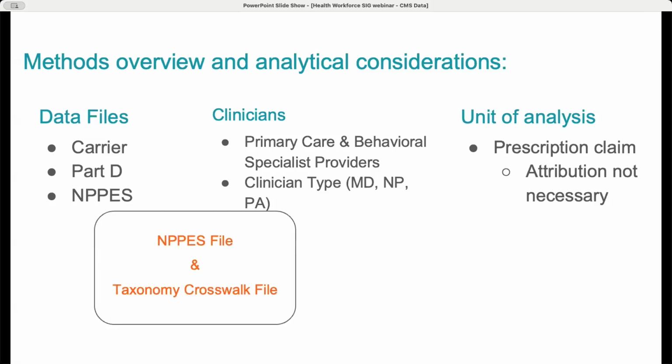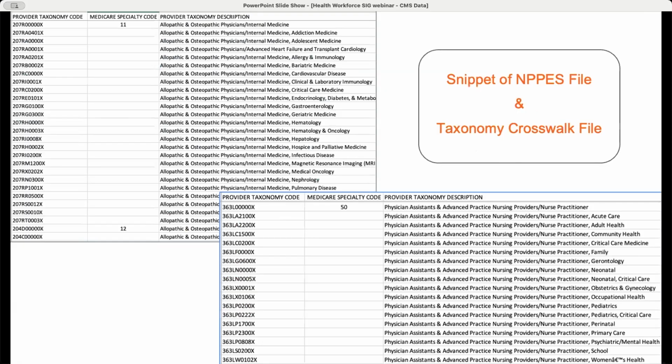And the key piece I'd like to highlight here is how we can use the NPPES file together with the taxonomy crosswalk file to get a more nuanced view of types of clinicians and their specialty, beyond what I just showed you in the first research example. And this is a snippet of the NPPES file. It is a really long file, but this is what it looks like. And I pulled these screenshots for Medicare Specialty Code 11, which gives us internal medicine. These are all the subspecialties for physicians who work in internal medicine.